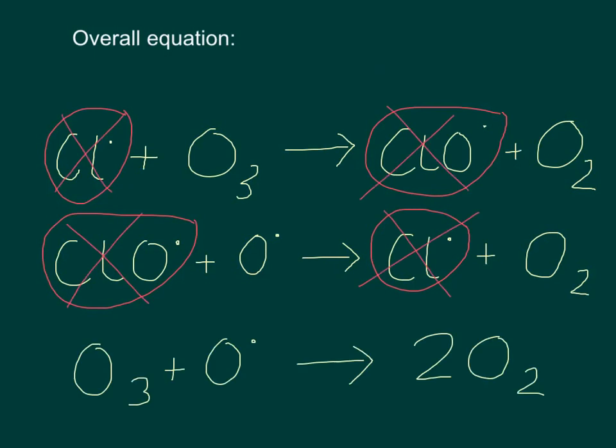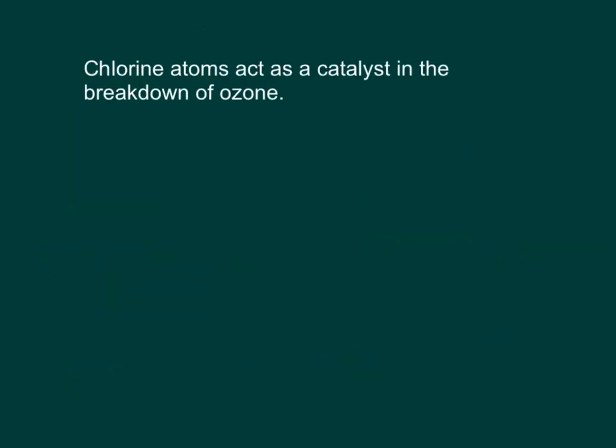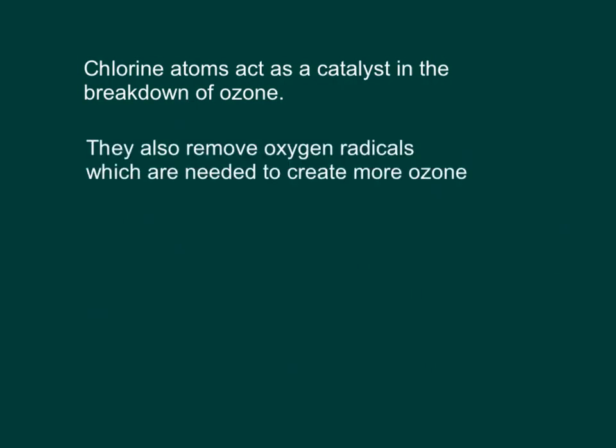And the overall reaction is in fact ozone reacting with an oxygen radical to form 2 molecules of oxygen. The chlorine radical, therefore, is acting as a kind of go-between. It's acting as a catalyst for both the decomposition of O3, the ozone, and it's using up the oxygen radicals as well. So they're acting as a catalyst because the chlorine atoms, the chlorine radicals, are regenerated, they're unchanged at the end of the reaction.